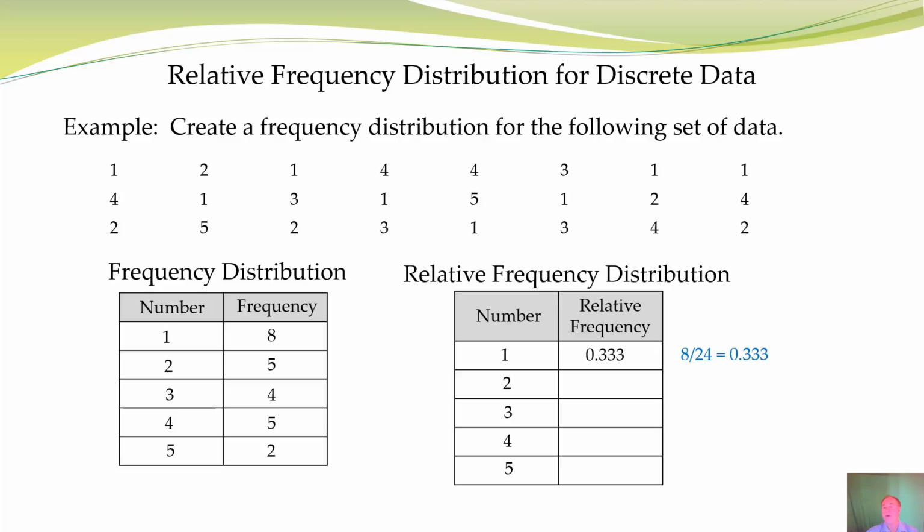So 8 divided by 24, rounded off to 3 decimal places, would be 0.333. 5 divided by 24 is 0.208. 4 divided by 24, 0.167. 5 divided by 24, 0.208. And 2 divided by 24, 0.083. Now I have a relative frequency distribution.